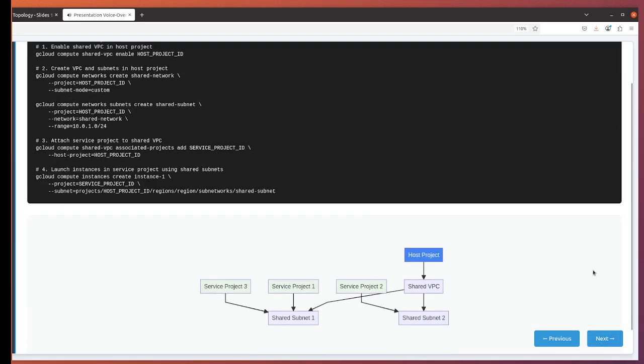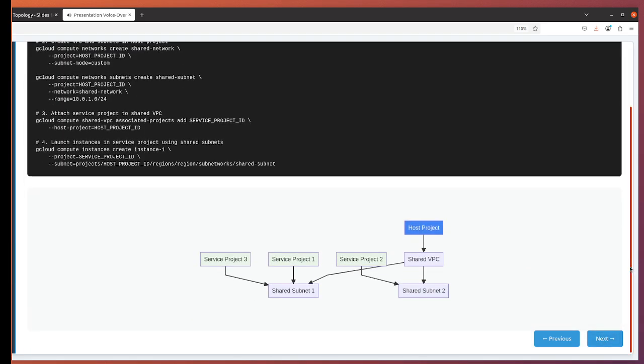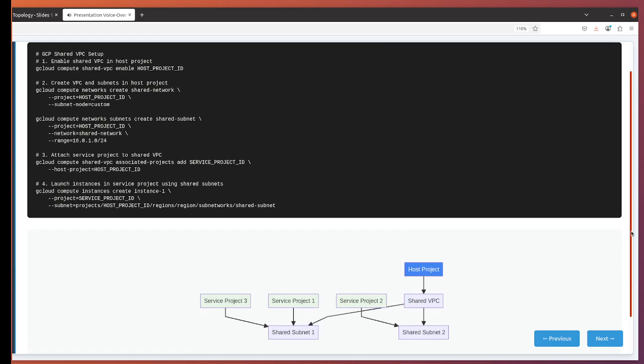Google Cloud Shared VPC. Google Cloud's approach is the most similar to AWS. They call it shared VPC, and it operates at the project level rather than the account level. You designate a host project that owns the VPC and shared subnets. Then you attach service projects that can use those shared subnets to deploy resources.